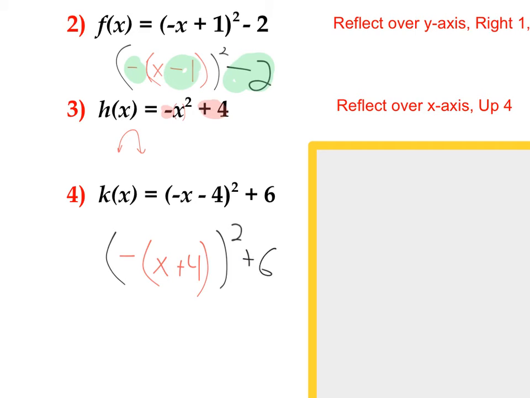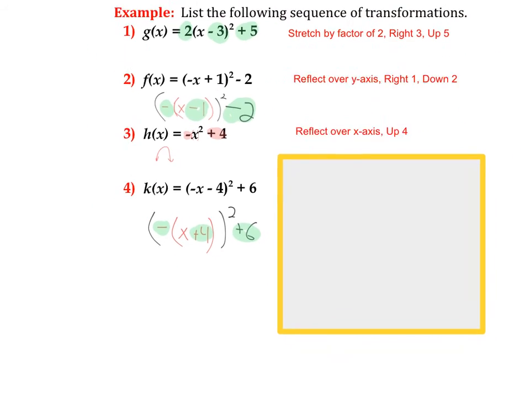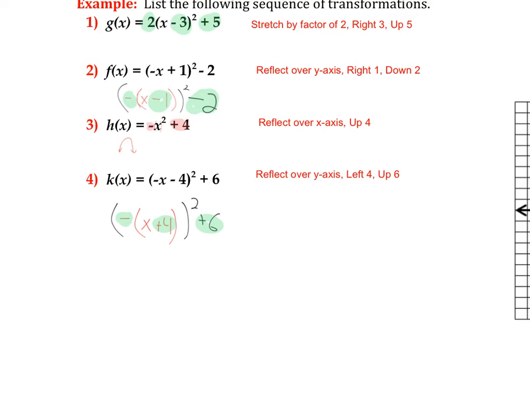All right, so now let's look at what we have. We have a flip. It's going to be a horizontal flip, so a left-right flip across the y-axis. We're going to go to the left 4. We're going to go up 6 units. Booyah.